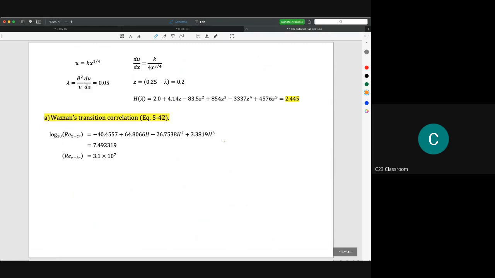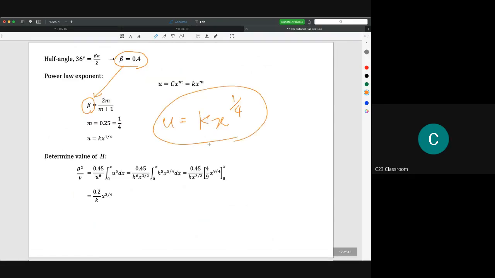Okay. So if we see the whole one, from the Wazan correlation, we need to calculate the value of h here. And to get the value of h here, we need to follow this step. So we are using the Thwaites equation. We have theta squared over nu. So we want to get the value of theta. Theta squared over nu is 0.45 over u to the power of 6, and then we substitute the value of u to the power of 5 here with our equation here.